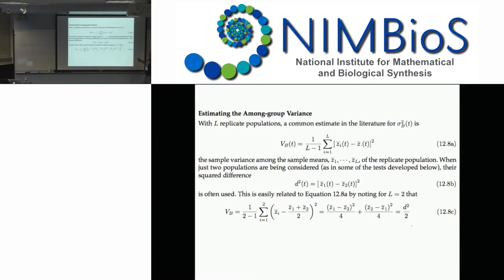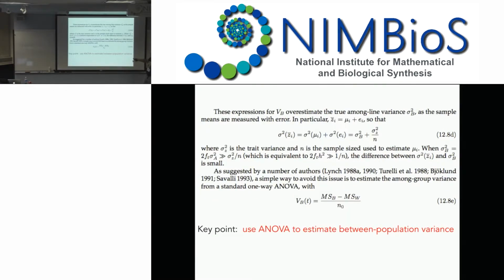Now the problem is, this isn't a good estimator. And it's not a good estimator because the sample mean here is estimated with error. Here's the sample mean. It's the true mean. The variance in those true means is what we're trying to get at. And then there's an error. And that error depends upon the sample size. So if that sample size is small, that error can be rather large.